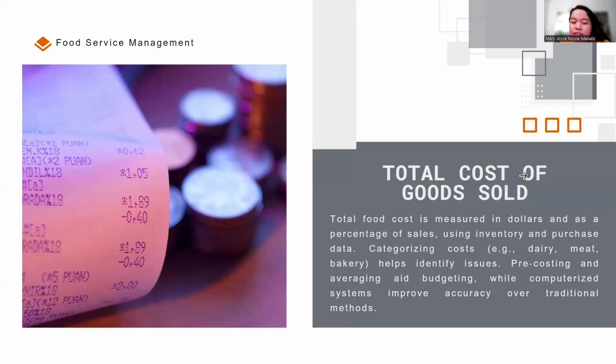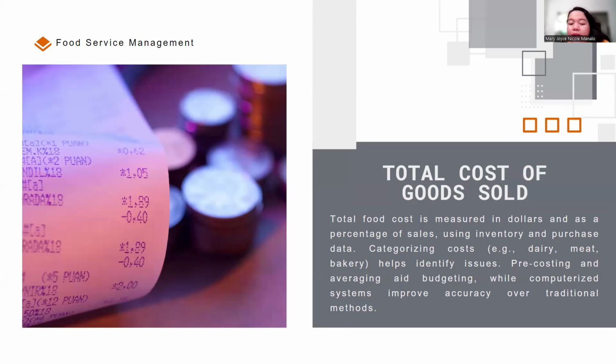So total food cost is expressed as both a dollar amount and a percentage of total sales. It is typically calculated using beginning and ending inventory along with total food purchases. If daily food cost reports are maintained, costs are accumulated throughout the period for a more accurate figure.